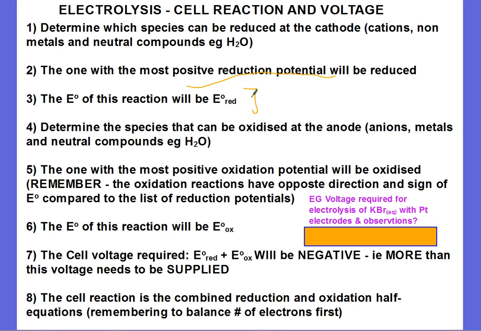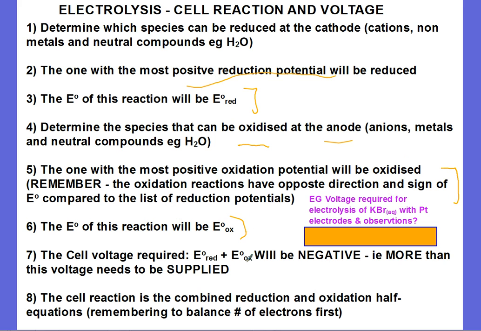Then you determine the species that can be oxidized at the anode. So what species are there at the anode and which ones can be oxidized. The one with the most positive oxidation potential will be oxidized, but don't forget the oxidation reactions have to be reversed and the sign has to be reversed off your standard reduction potential list. And that E0 will be E0 ox.